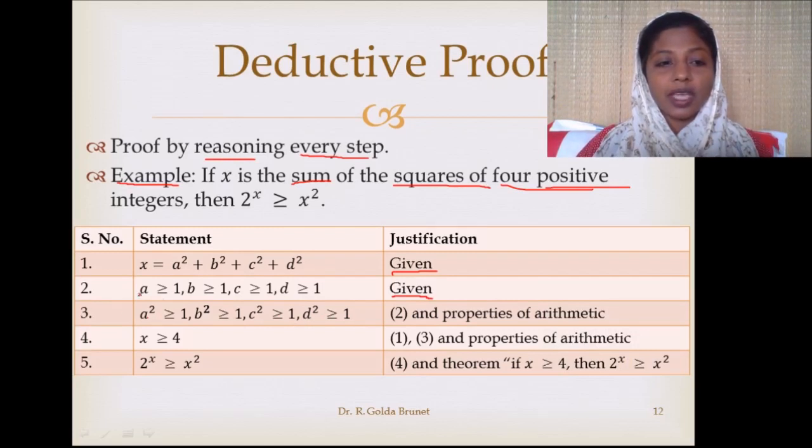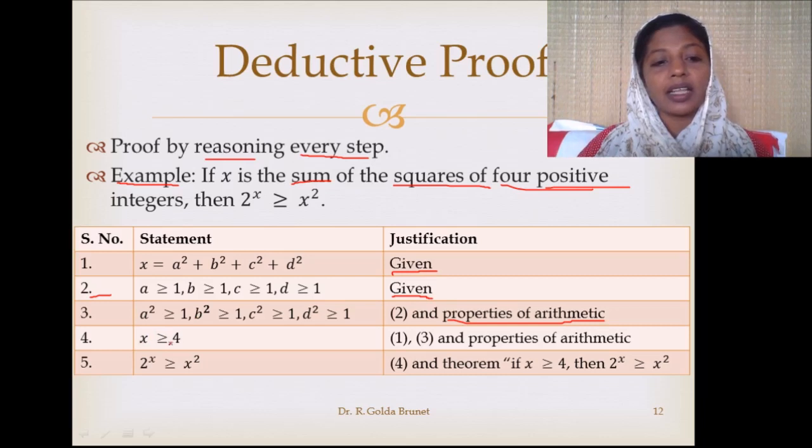How do we get this one? This we get from step 2 and we apply the properties of arithmetic. That is, squaring both sides of an inequality will not change the direction of the inequality. Then, we can substitute the values for a squared, b squared, etc. in step number 1 and say x is greater than or equal to 4. This equal to became greater than or equal to because a squared, b squared are at the least 1. Otherwise it is greater than 1. So we get, by the properties of arithmetic, x is greater than or equal to 1 plus 1 plus 1 plus 1, which is 4. So, we get this step number 4 using step number 3, step number 1 and the properties of arithmetic.